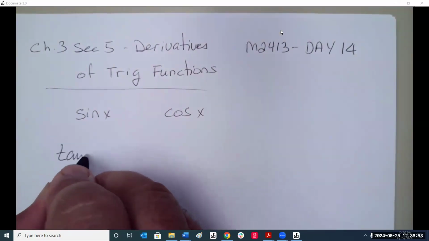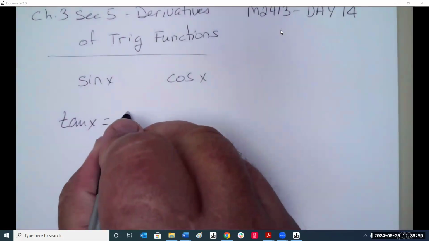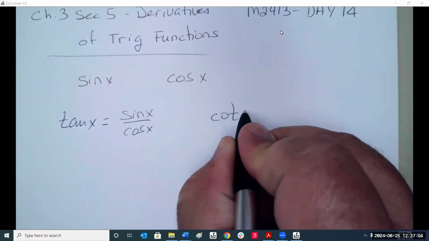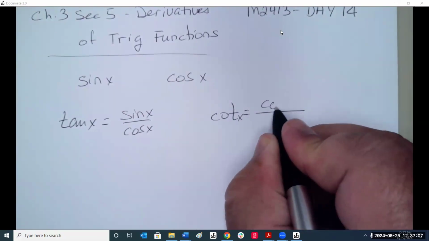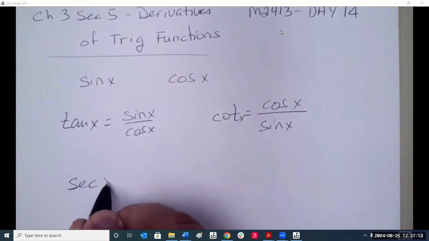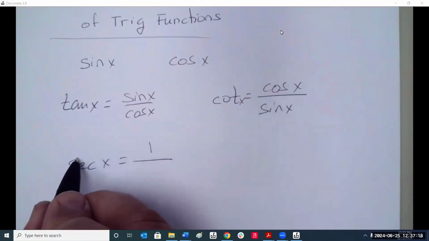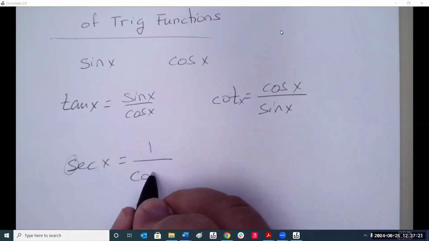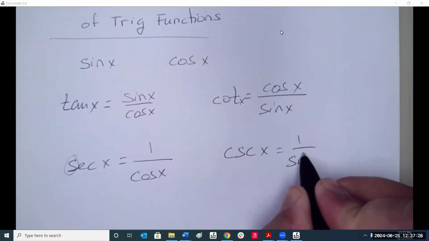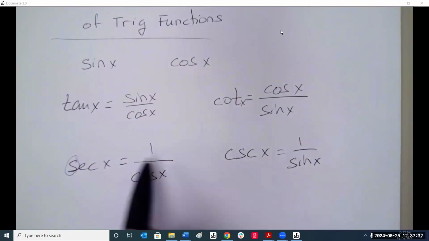What is tangent? Sine over cosine. What is cotangent? Cosine over sine. What is secant? Remember, it can't start with the same letter. And then cosecant. That's the only way I remember it. It can't start with the same letter. So everything breaks down to sine and cosine.